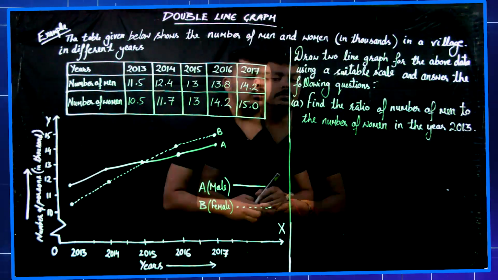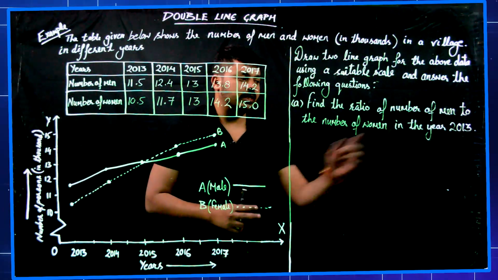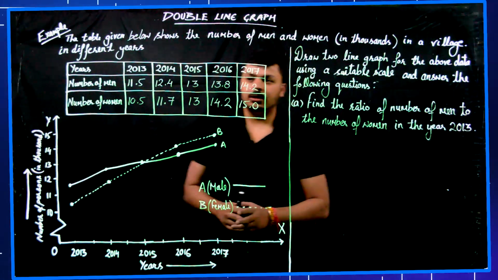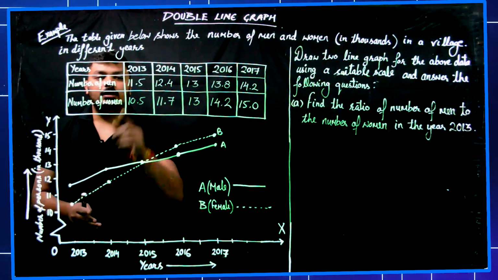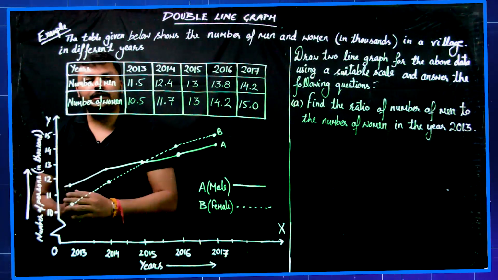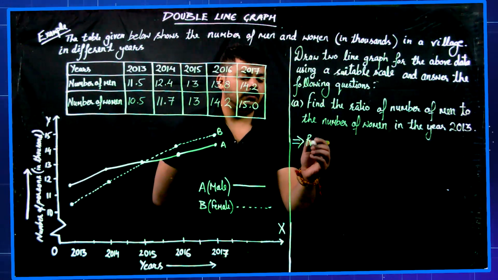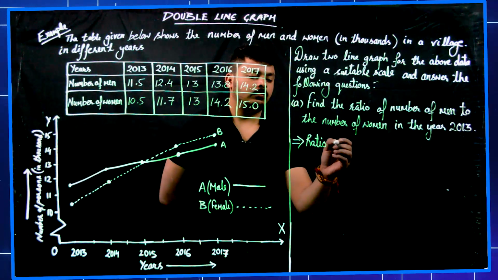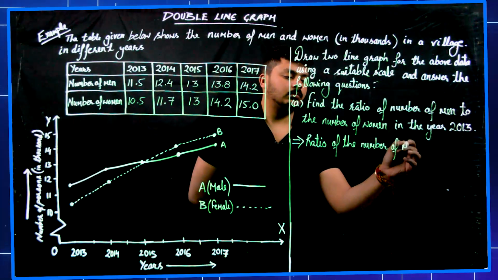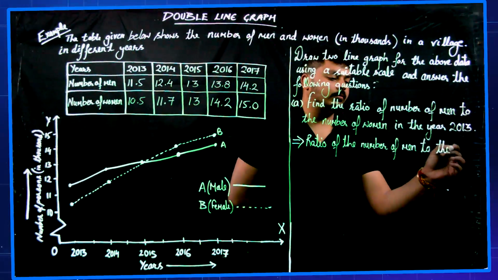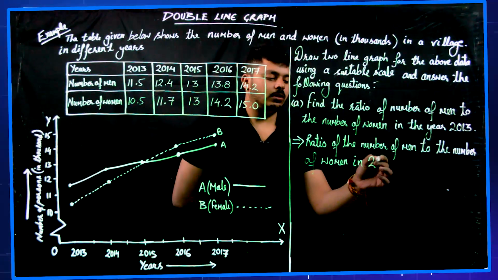So our part A is: find the ratio of the number of men to the number of women in the year 2013. So in 2013 the number of men was 11.5. As the number of persons is given in thousands, we need to multiply by 1000. So the ratio of the number of men to the number of women in 2013.